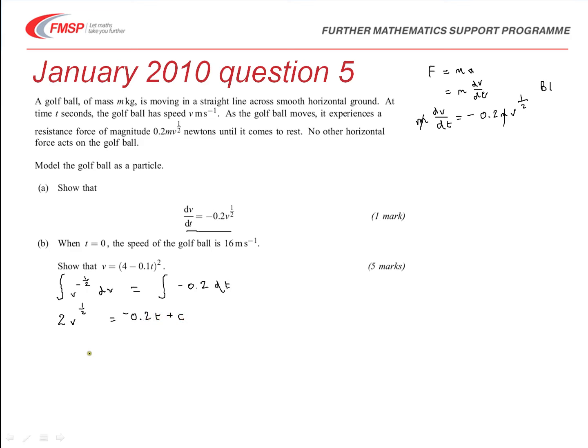Well, what do we know? We know that when t is 0, v is 16. So we can substitute those conditions in to determine the value of c. If we do that, we will get 2 times 16 to the half is equal to c. So c must be equal to 8.